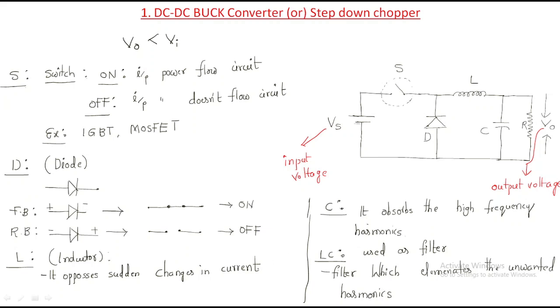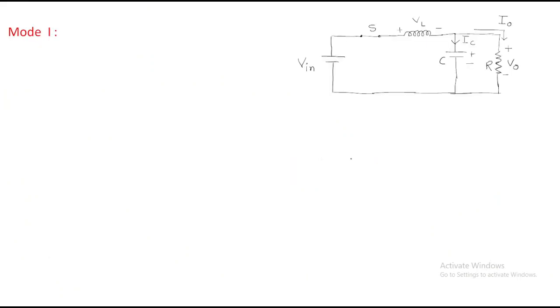These are the main elements in the converter. First is the switch, second is the diode, third is the inductor, fourth is the capacitor. And this is the input voltage and this is the output voltage. The change in input voltage we will get at the output. In order to understand this DC operation, it can operate in two modes. The first mode is if the switch is on. We will discuss this mode.